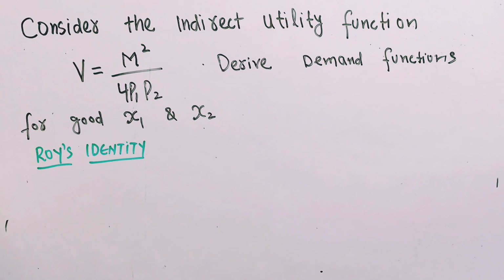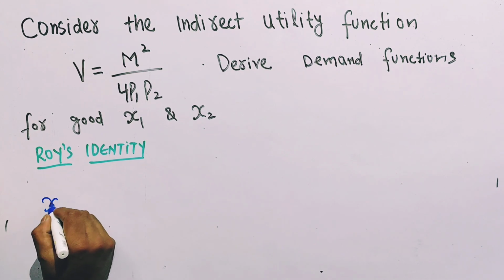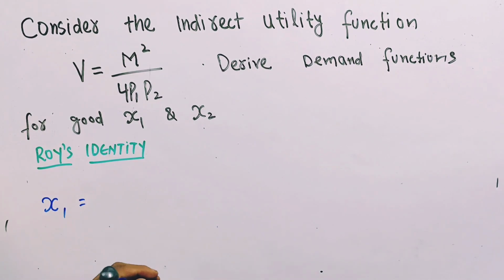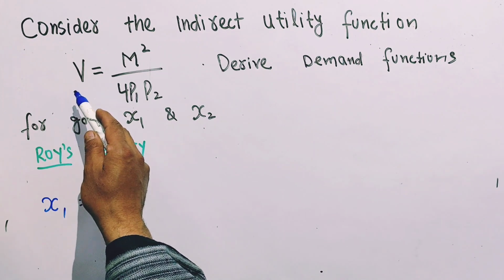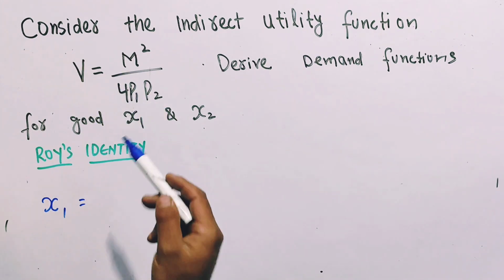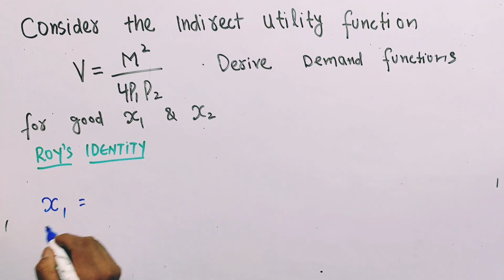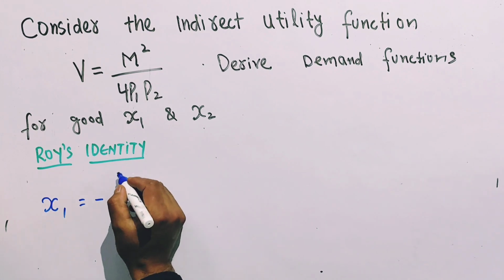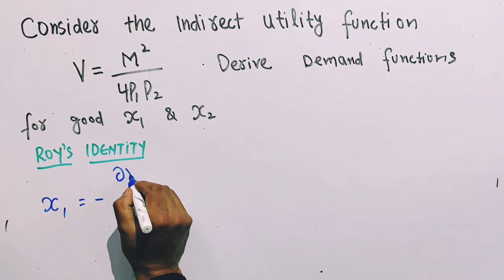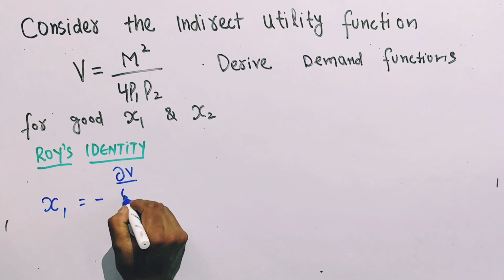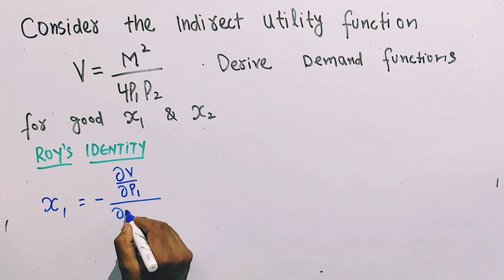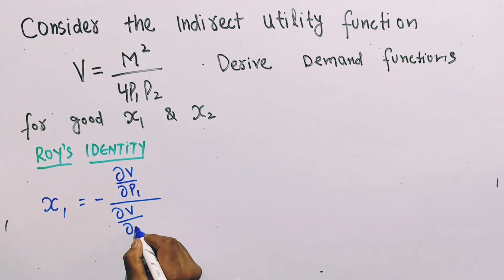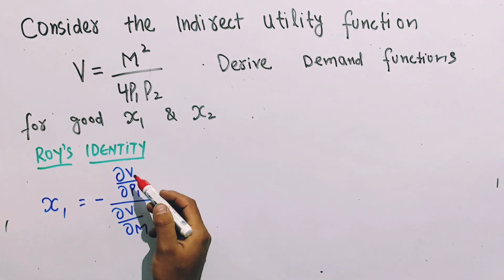Roy's identity says that given this indirect utility function, the demand for good X1 will be equal to the ratio of the partial derivatives of the given indirect utility function with respect to price and income. That is, the demand for good X1 is equal to minus the partial derivative of the indirect utility function with respect to price of good one, divided by the partial derivative of the indirect utility function with respect to income. So first we need to find out this dV upon dP1.